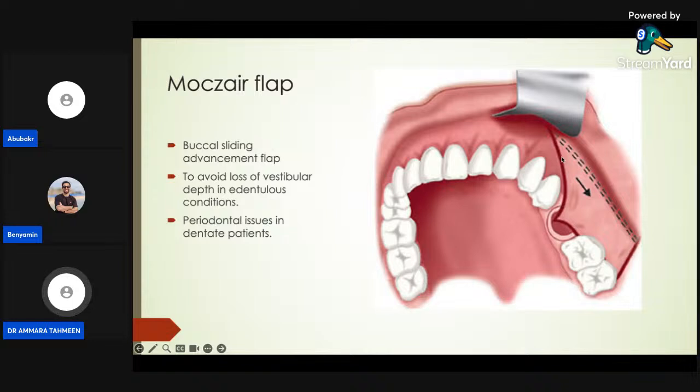So if you do this procedure in dentate patients, what happens is, because the attached gingiva from these teeth is lost, the mucosa which takes its place later leads to gingival recession easily due to the absence of the attached gingiva. So this leads to periodontal issues with the teeth already present there. So this is why it is better to be avoided in dentate patients.